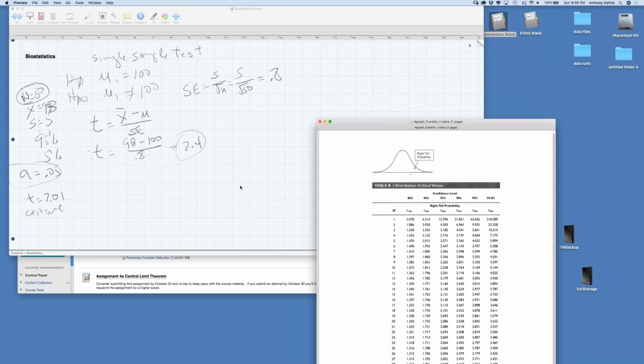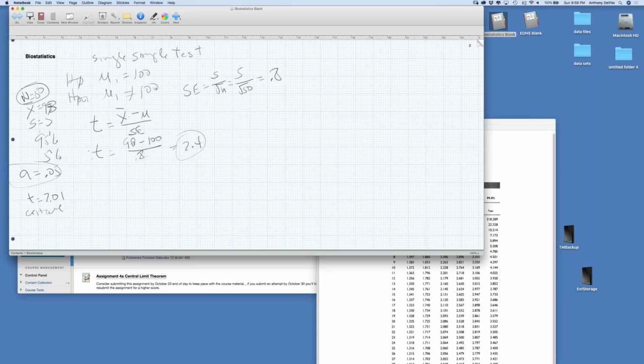In other words, we have less than a 5% chance that we would get this extreme a difference between the means if the null hypothesis were true. Okay, so since our t calculated is bigger than our t critical, 2.01, we reject the null hypothesis and accept the alternative hypothesis.